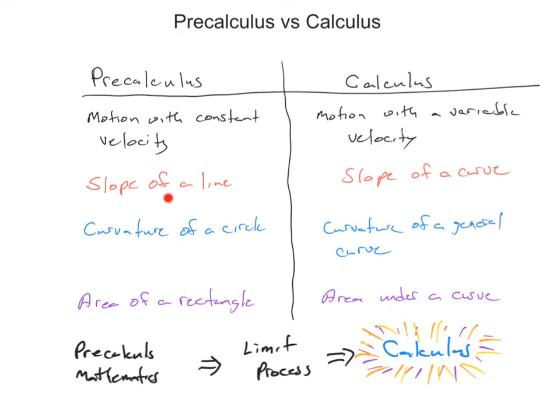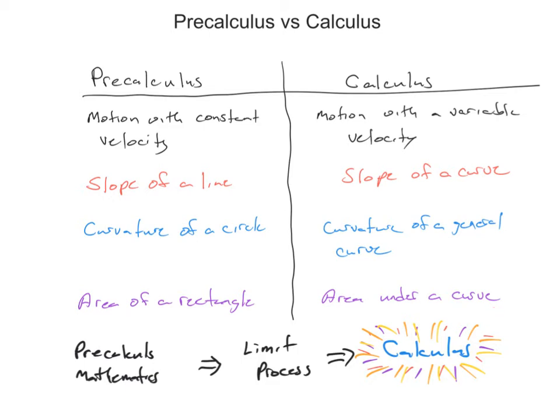In pre-calculus and even before, you dealt with the slope of a line. In calculus, we start talking about slopes in terms of how they relate to a curve. So we find the slope of a curve. In pre-calculus, we could look at the curvature of a circle, and in calculus, we look at the curvature of a general curve. In pre-calculus, we found areas using rectangles or other geometric shapes, and in calculus, we'll find areas under the curve.